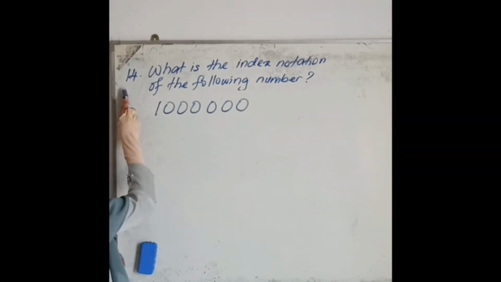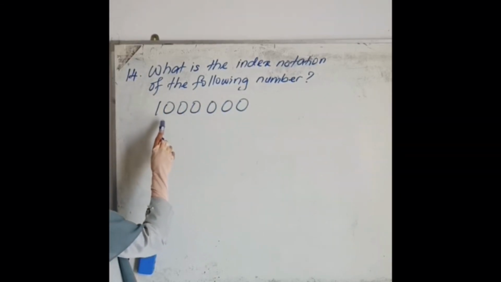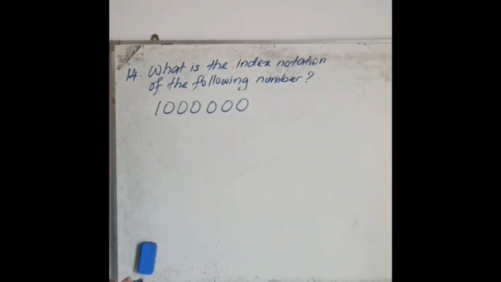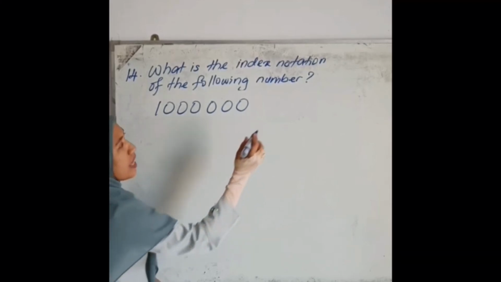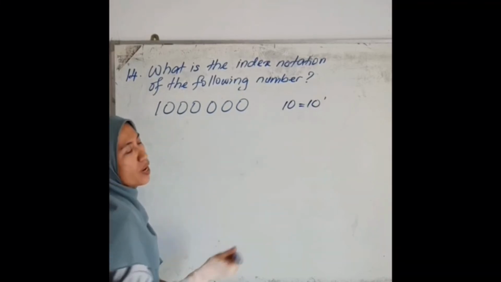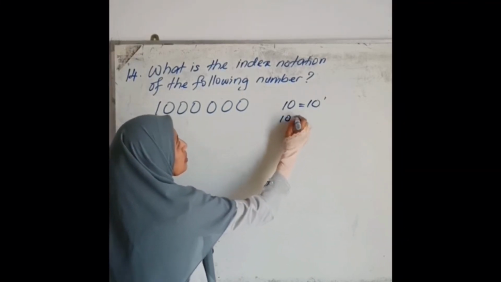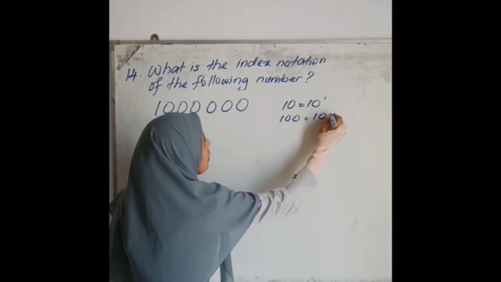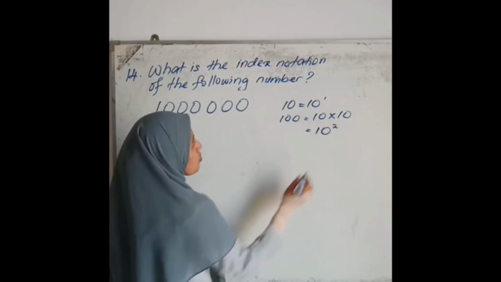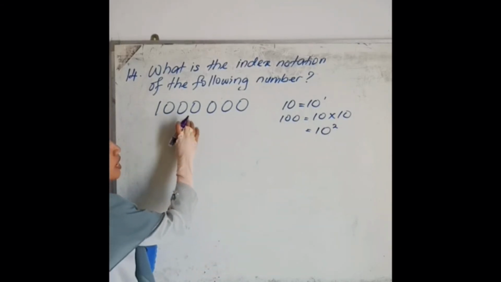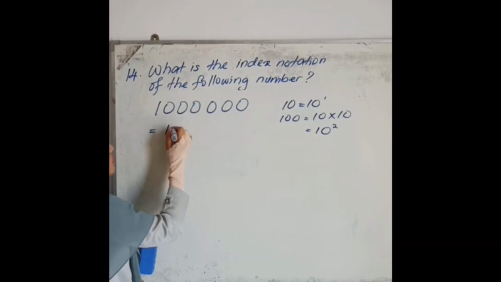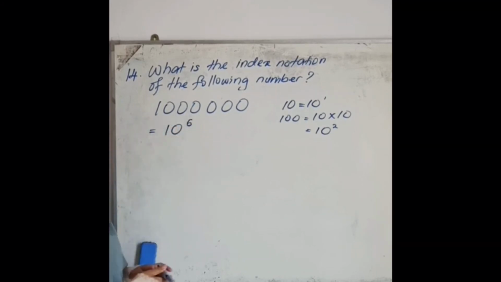Okay, number 14. What is the index notation of 1 million? So we can look at 10. 10 means 10 to the power of 1. 100 equals 10 times 10, 10 to the power of 2. So here we have 6 zeros, so it equals 10 to the power of 6.